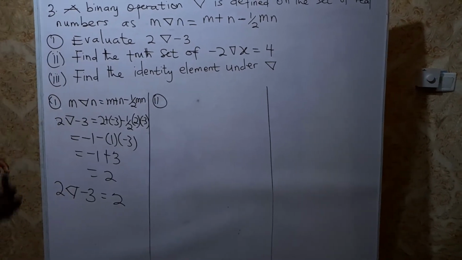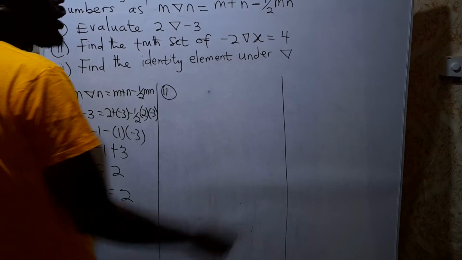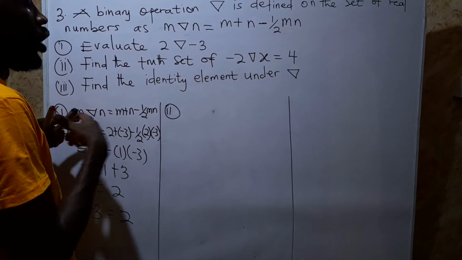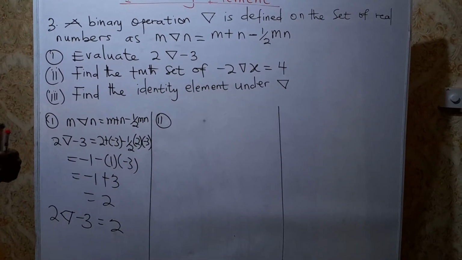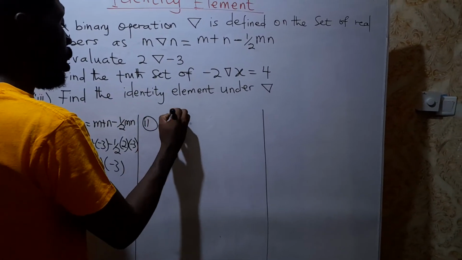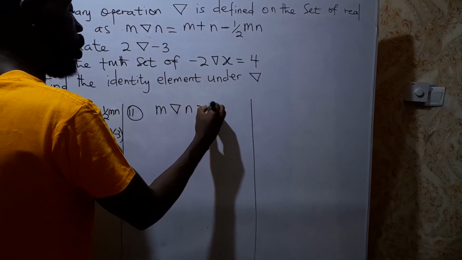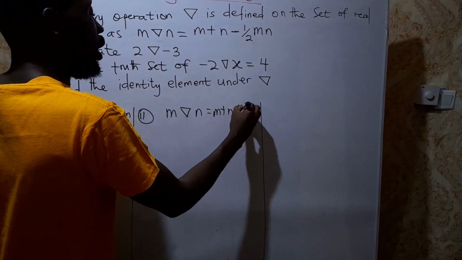So now let's look at the second aspect. They say we should find the true set of the operation negative 2 nabla x equal to 4. So they are simply asking us to find x. After we find x, we find the true set. So remember that m operation n is equal to m plus n minus half mn.